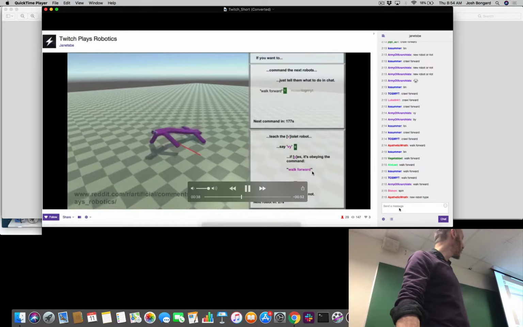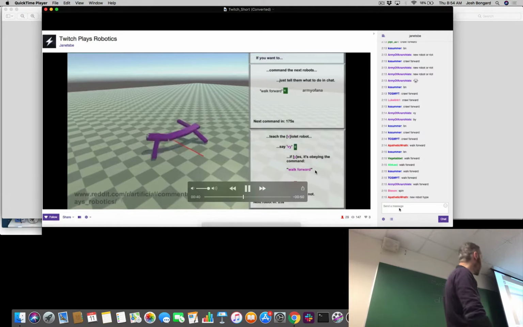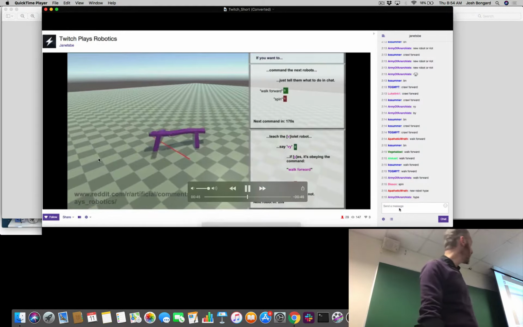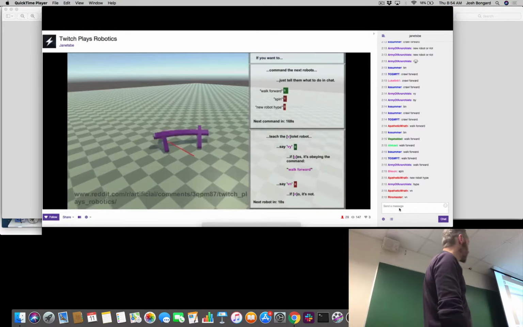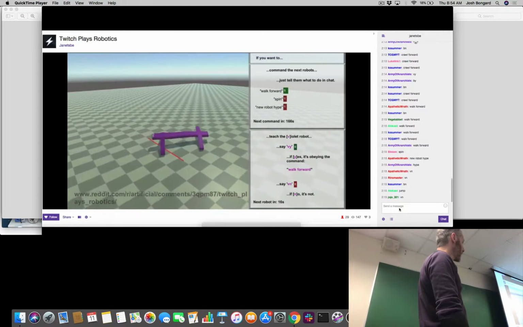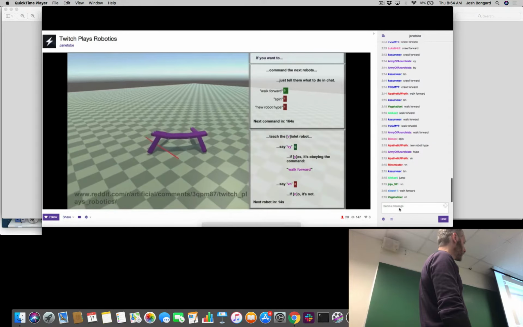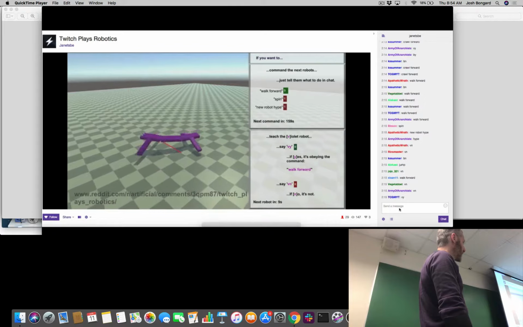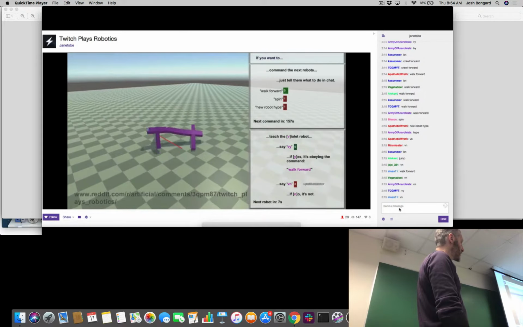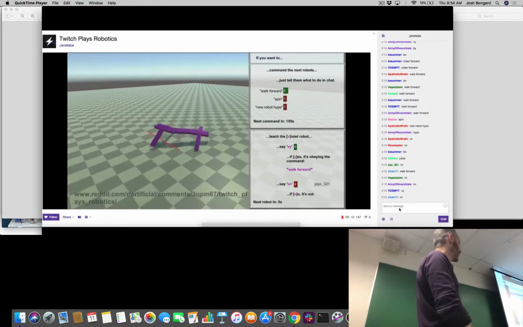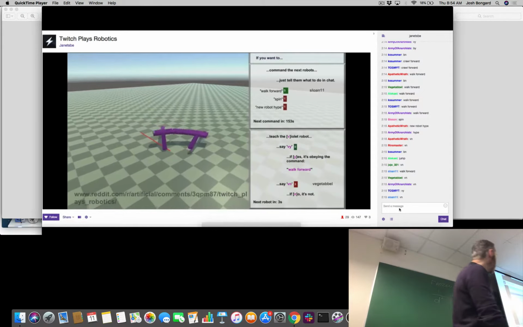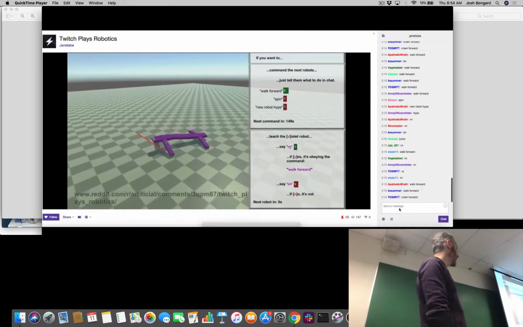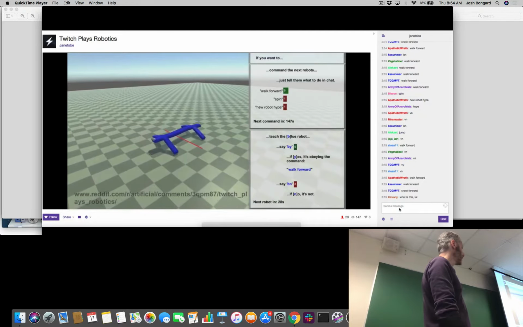Okay, so now the purple quadruped has heard the term walk forward, and we'll see if anyone votes yes or no. If someone types in VY, that means the violet robot, yes, it's moving forward. You can see votes for VN, no, the violet robot is not obeying the command, walk forward.